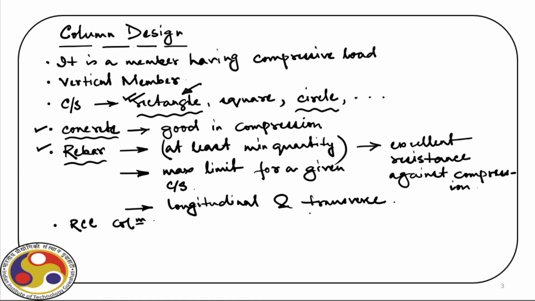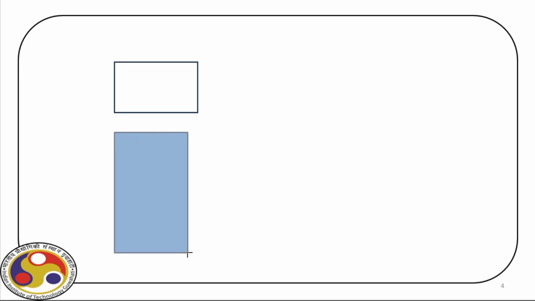Now, when we talk about transverse reinforcement, we can have ties or spirals, okay? But in this course, we will only talk about ties. So let us first see the cross section of a column, and then we'll study what are the different requirements. Let this be the cross section of a column. And if I draw the side view, then we get this type of arrangement.